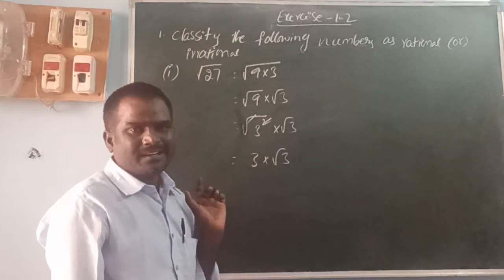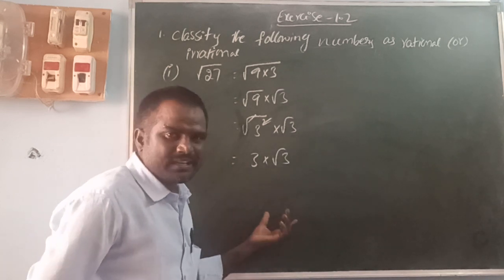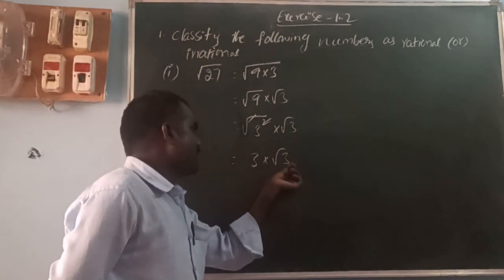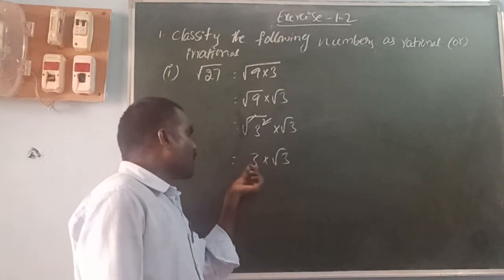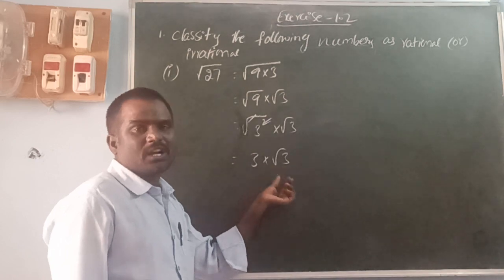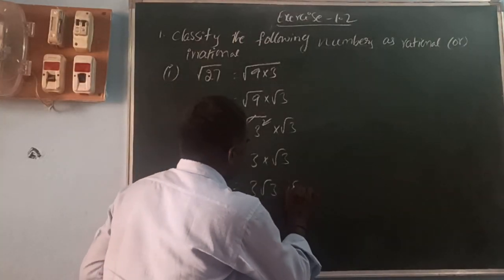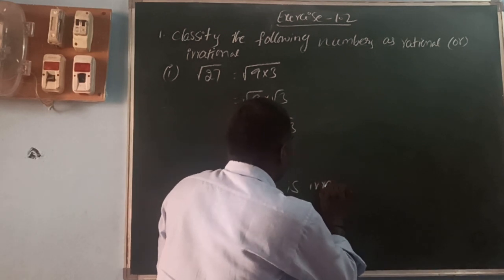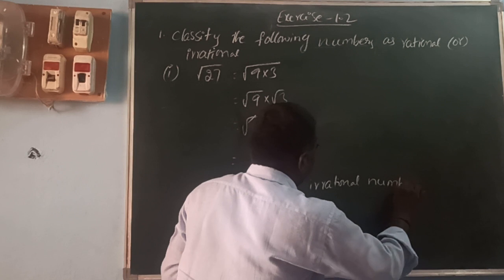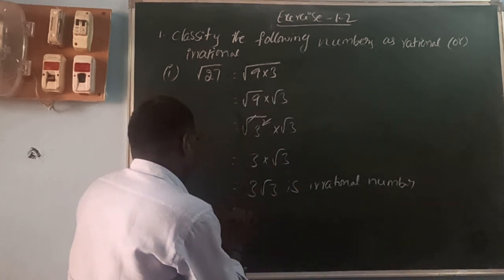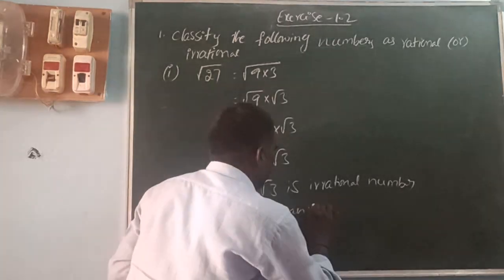Here we know that a rational number multiplied by an irrational number becomes an irrational number. That is here 3 into root 3. 3 is a rational, root 3 is an irrational. So the product of rational and irrational is always an irrational number. So 3 root 3 is an irrational number. Therefore, square root 27 is an irrational number.